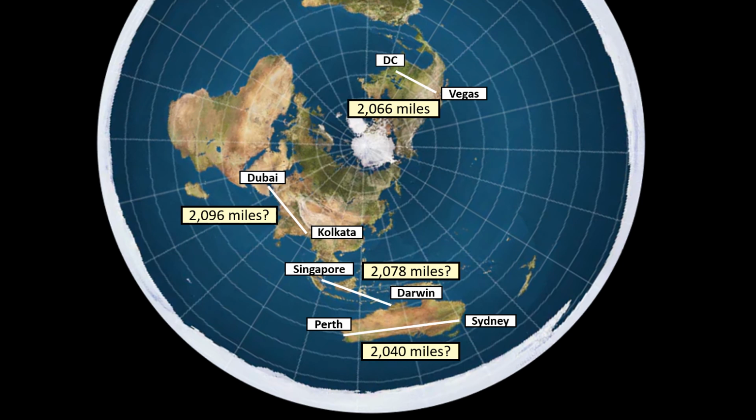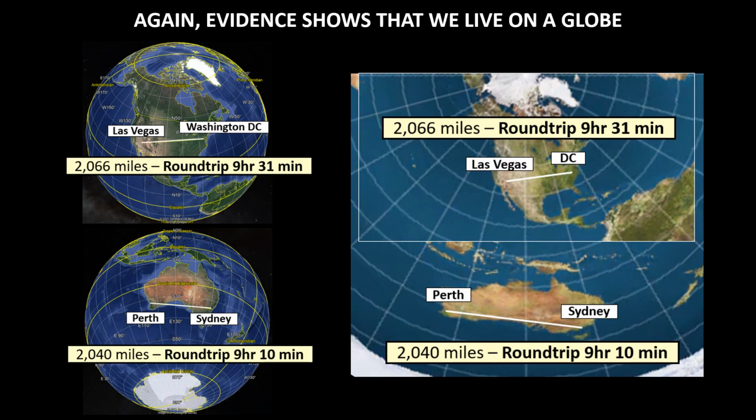It is also quite evident on a flat Earth that these distances vary quite a bit, even though they should be within 56 miles of each other. So again, evidence shows that we live on a globe.